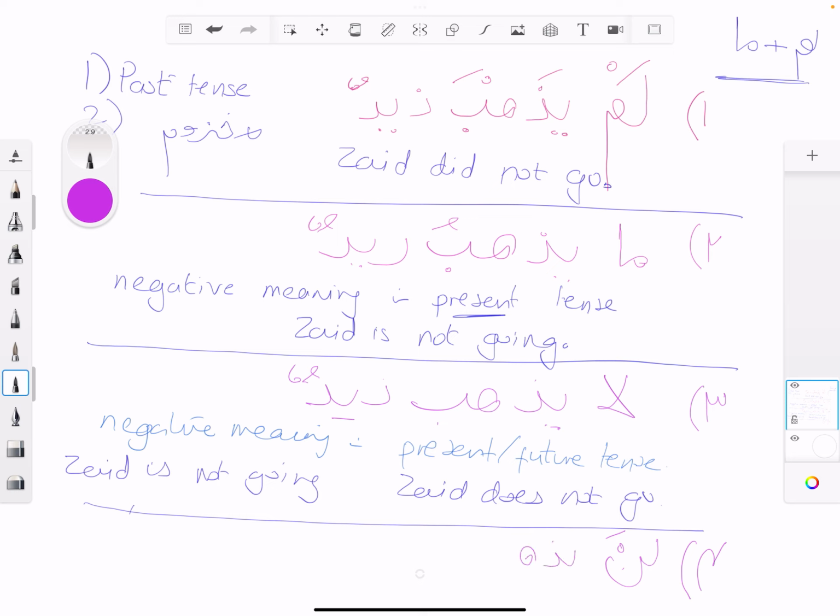لَن يَذْهَبَ. There's two things to remember here. Let me finish this off. لَن يَذْهَبَ زَيْدٌ. Alright. So this is translated as Zayd, you can say will never go or will not go. Yeah? Zayd will not go. He's not going to go. It's not going to happen.